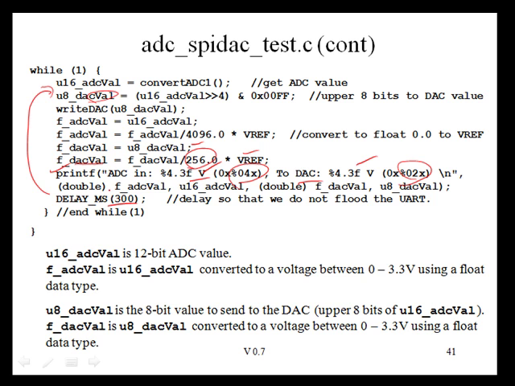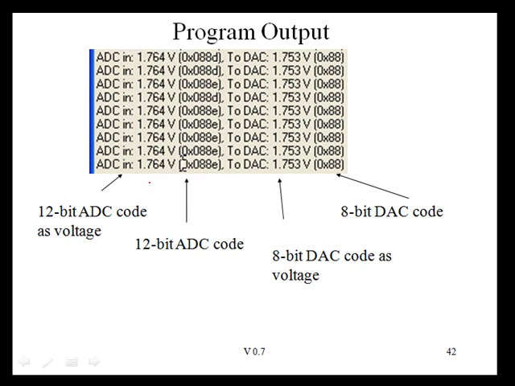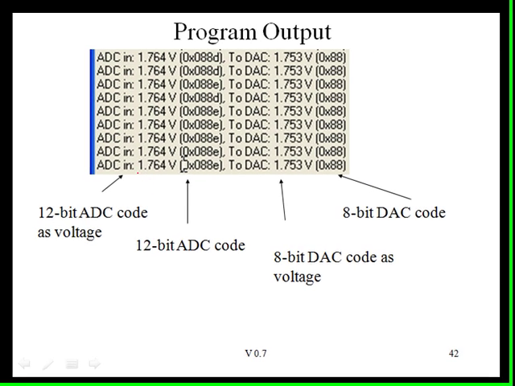So this loop, to summarize, is simply reading the ADC value, converting a voltage on the PIC24 pin to a code by using the PIC24 ADC. We then convert that 12-bit code to an 8-bit code and write it out to the DAC. And so the DAC voltage should be about the same as this voltage. And then we do some computations so that we can print out that DAC code and the ADC code as voltages. Here's the sample output from the program.